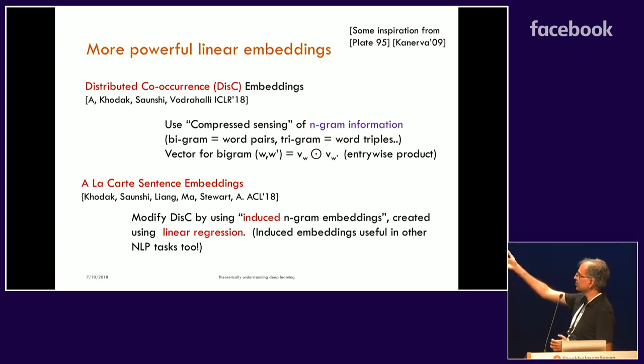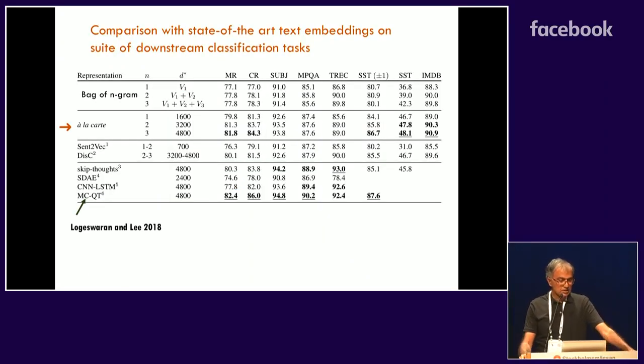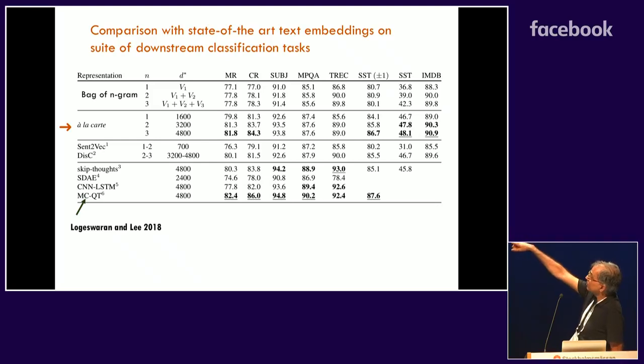Using linear regression, you induce some new embeddings, and those turn out to be much better, or a fair bit better. So here's some comparison. The money slide. On the top is bag of n-gram vectors, and this is a suite of text classification tasks downstream.